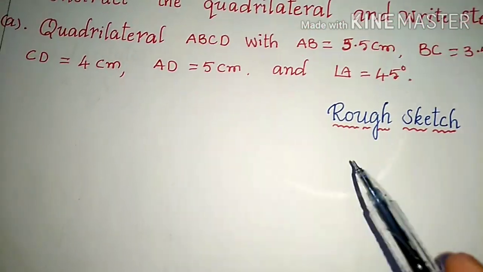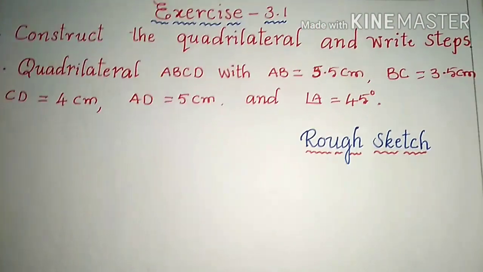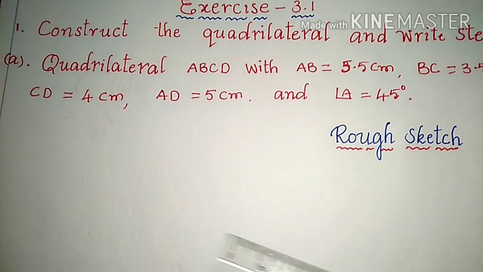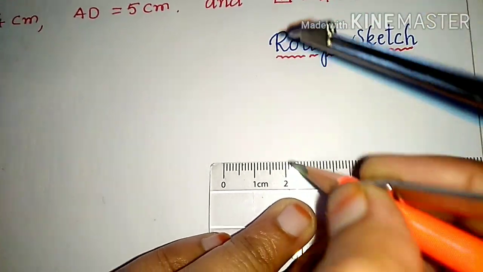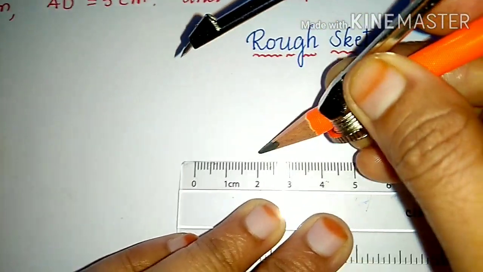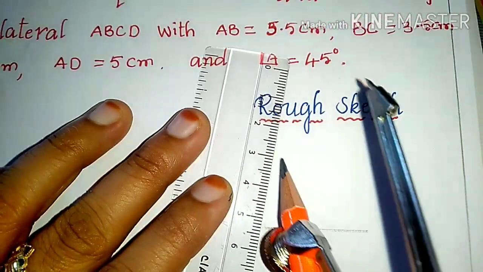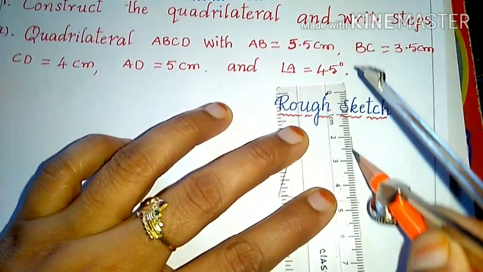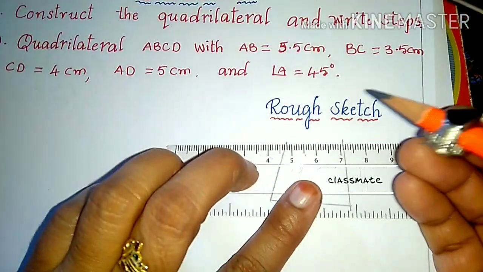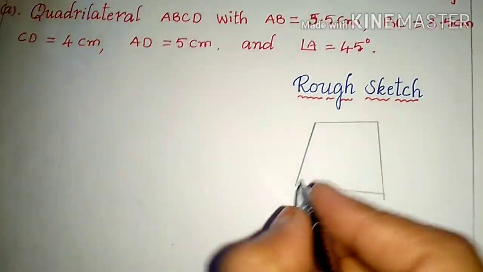You must draw a diagram. Draw the rough sketch. That is from the examination point of view. You must keep the marks. So now draw the rough diagram of quadrilateral ABCD. Yes, it is a rough sketch, an imagination of the diagram.